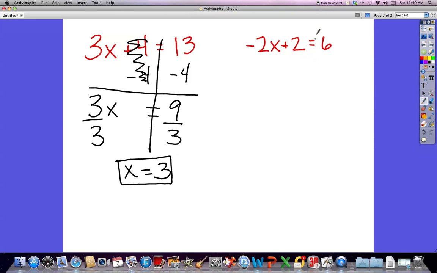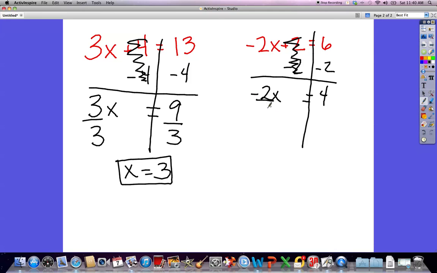Alright, over here you would have subtracted 2 from both sides because opposite sign, remember? Subtracted 2. This goes away. This is negative 2x equals 4. And divided both sides by now negative 2. Check it out. There's a negative up here.